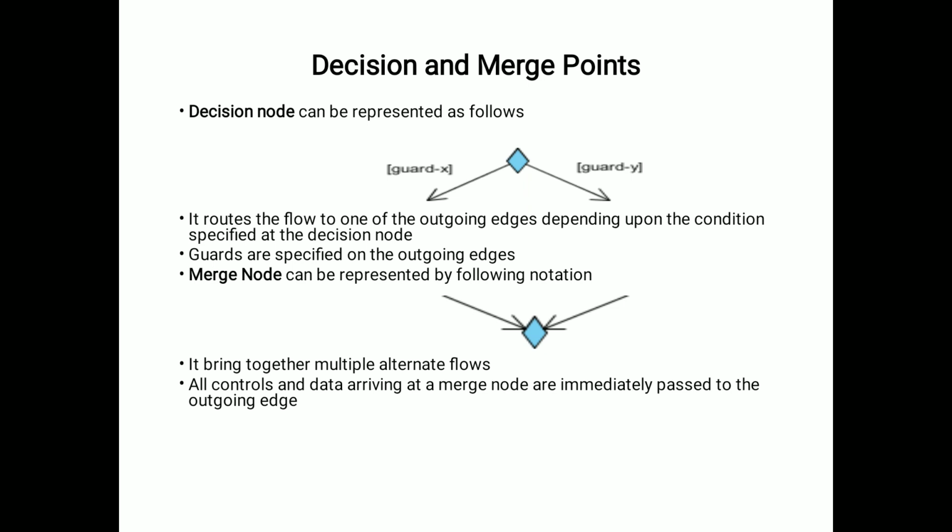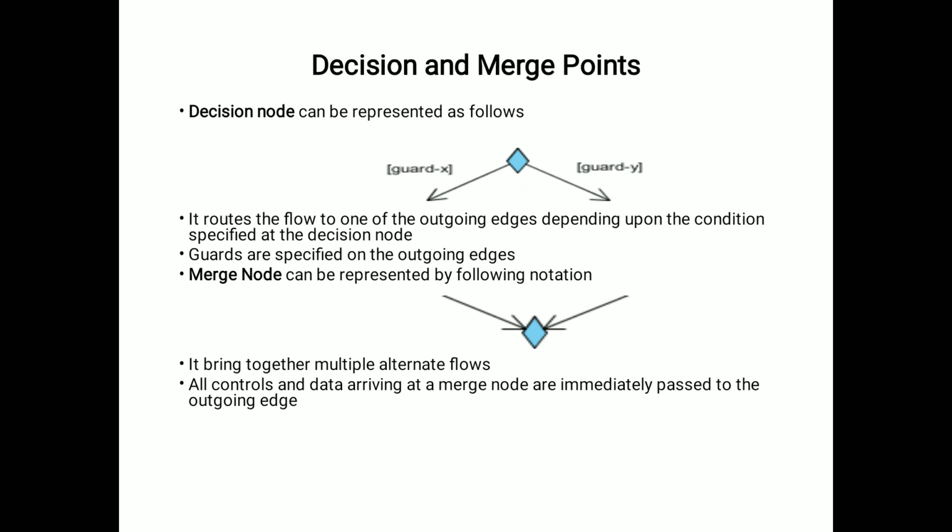Now see, a decision node can be represented as follows. Here is the diamond where the answer is true or false, yes or no, present or absent. Likewise, when a decision has to be taken, this particular decision node is used. So guard X and guard Y are the two decisions made here.